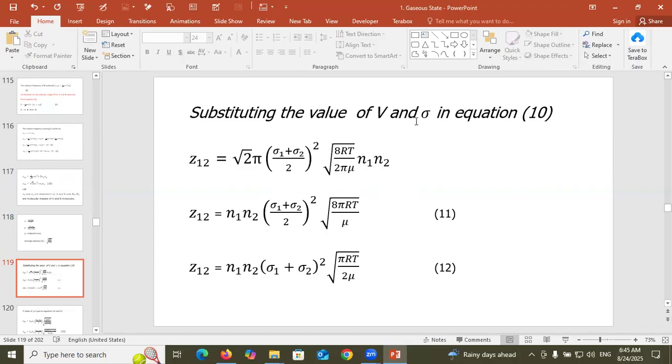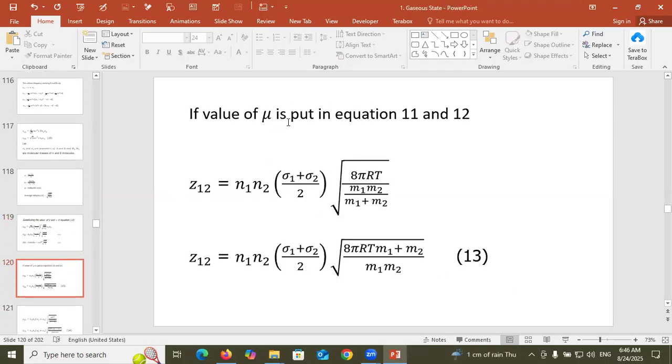Substituting the values of v and sigma in equation 10, Z12 equals root 2 pi ((sigma 1 plus sigma 2) over 2) squared times root of 8RT over pi mu n1 n2. Z12 equals n1 n2 ((sigma 1 plus sigma 2) over 2) squared root of 8 pi RT over mu. Z12 equals n1 n2 (sigma 1 plus sigma 2) squared root of pi RT over 2 mu.